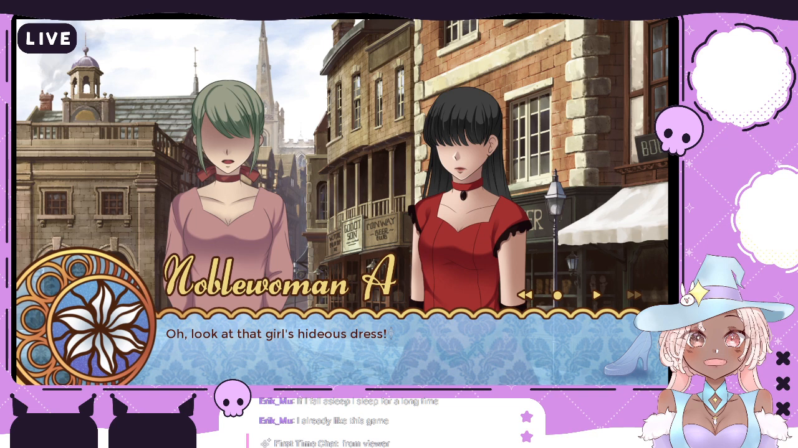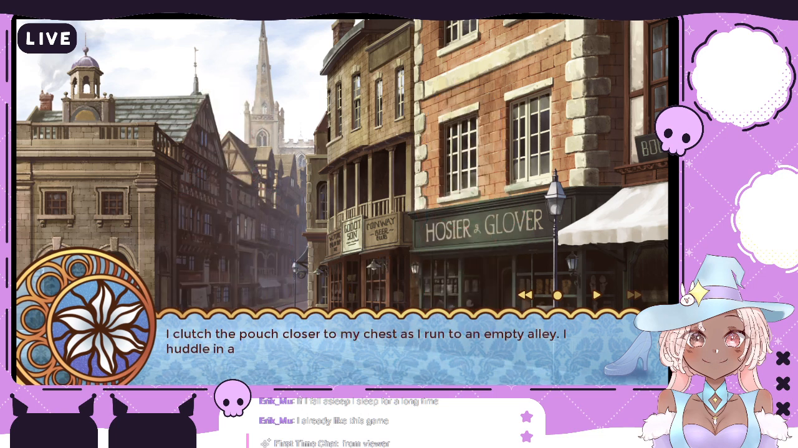Oh, look at that girl's hideous dress. How difficult is it to be poor? I clutch the pouch closer to my chest as I run to an empty alley. I huddle in a corner, trying to become as small as possible. I squeeze my eyes shut, hoping that when I next open them, everything will be back to normal.